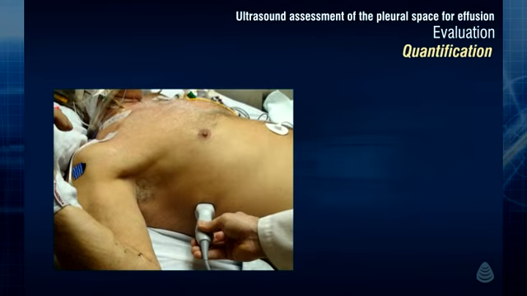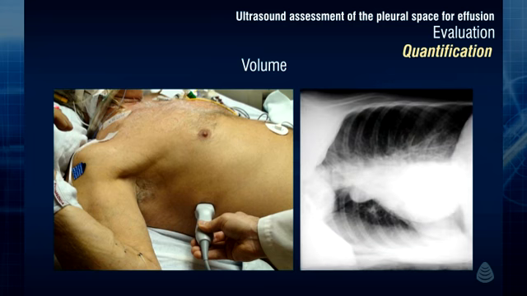When examining patients in the supine position, the volume of fluid seen on ultrasound correlates better with the actual fluid volume than the amount of fluid estimated from a lateral decubitus chest radiograph.